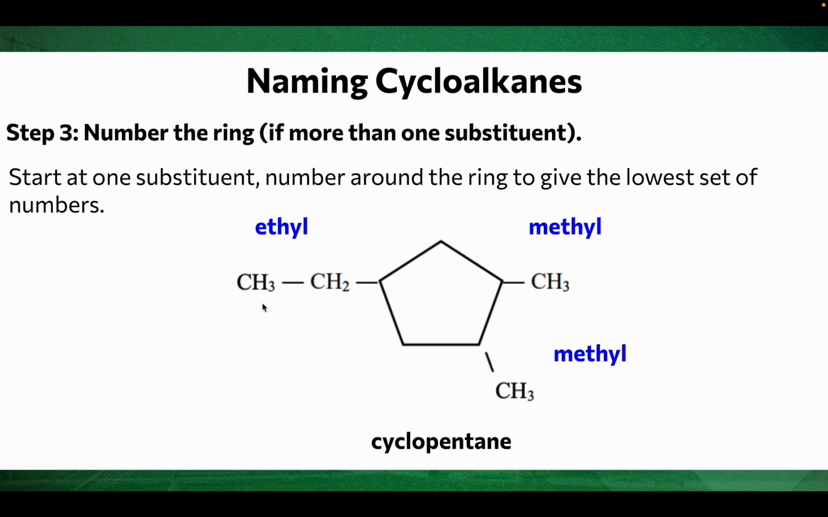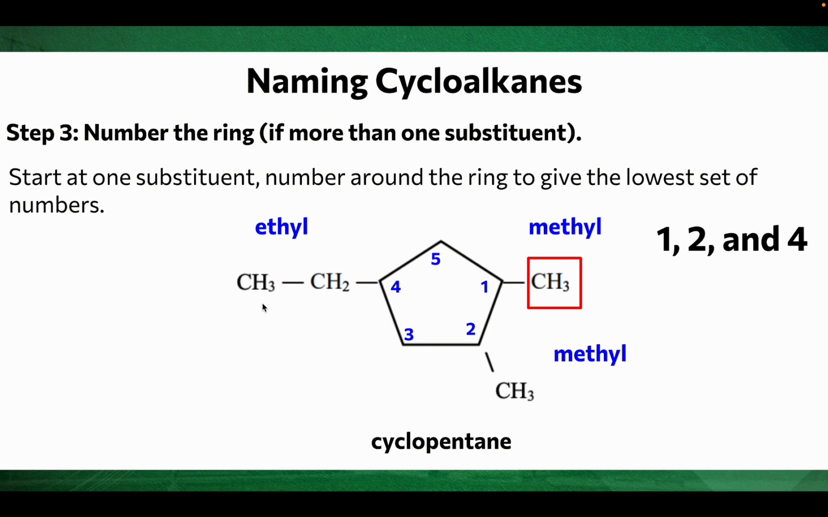The technique here is to choose 1 substituent first and start numbering on it. Going clockwise, 1, 2, 3, 4, 5, the numbers will be 1, 3, 4. If we go counterclockwise, the numbers are still 1, 3, 4. Now we can start from this side, 1, 2, 3, 4, 5, and the numbers are 1, 3, 5. If we go clockwise, the numbers will be 1, 2, 4.